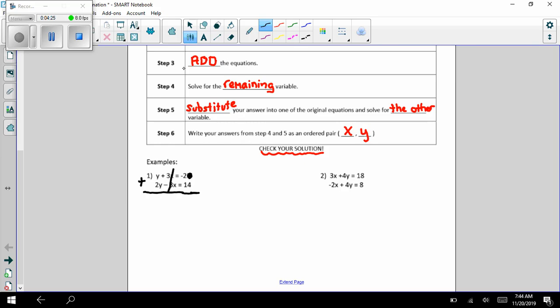Now we're on step 3. We're going to add the equations. So we're going to add y plus 2y. Remember, if there's nothing in front of the variable, it's like an imaginary 1. So we're simply adding 1 plus 2, which we know is 3.